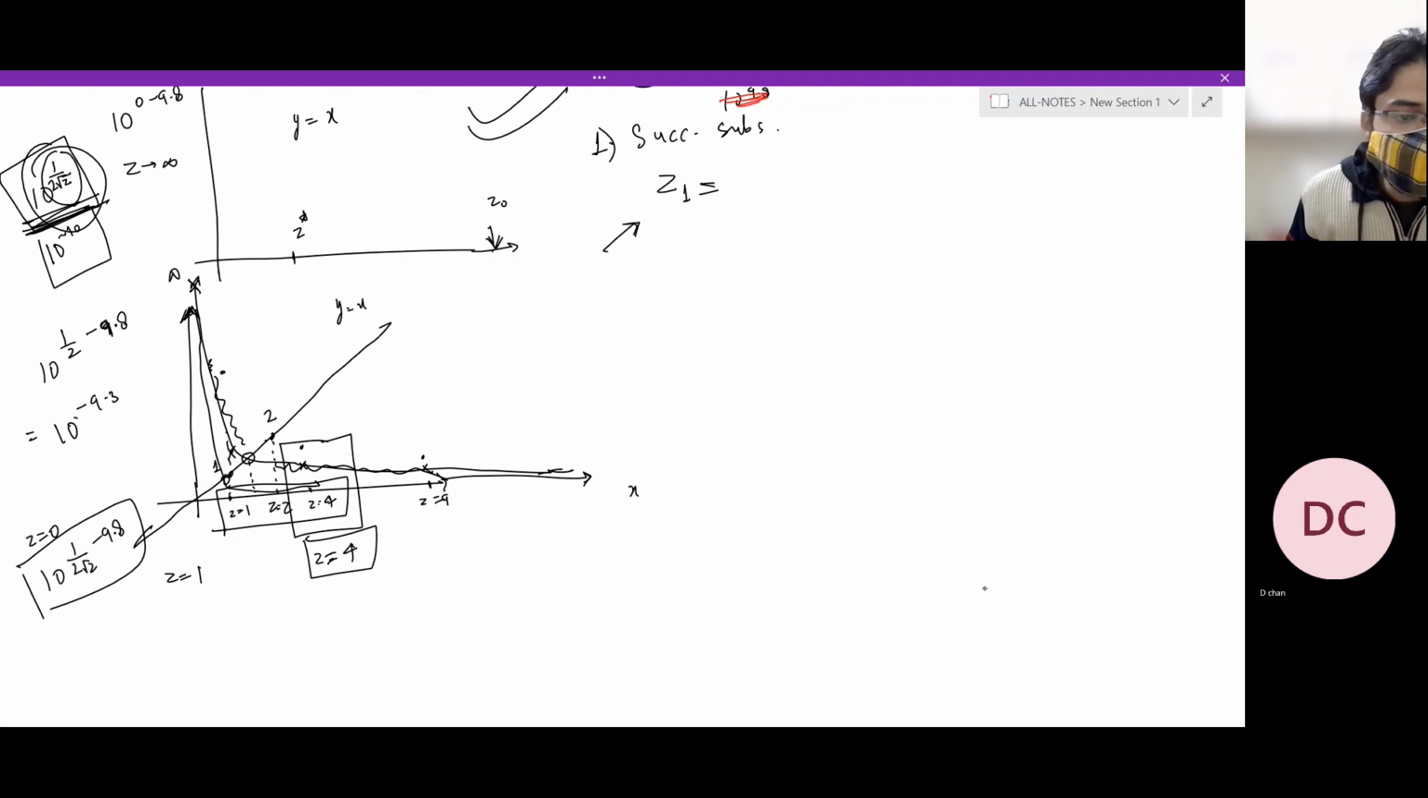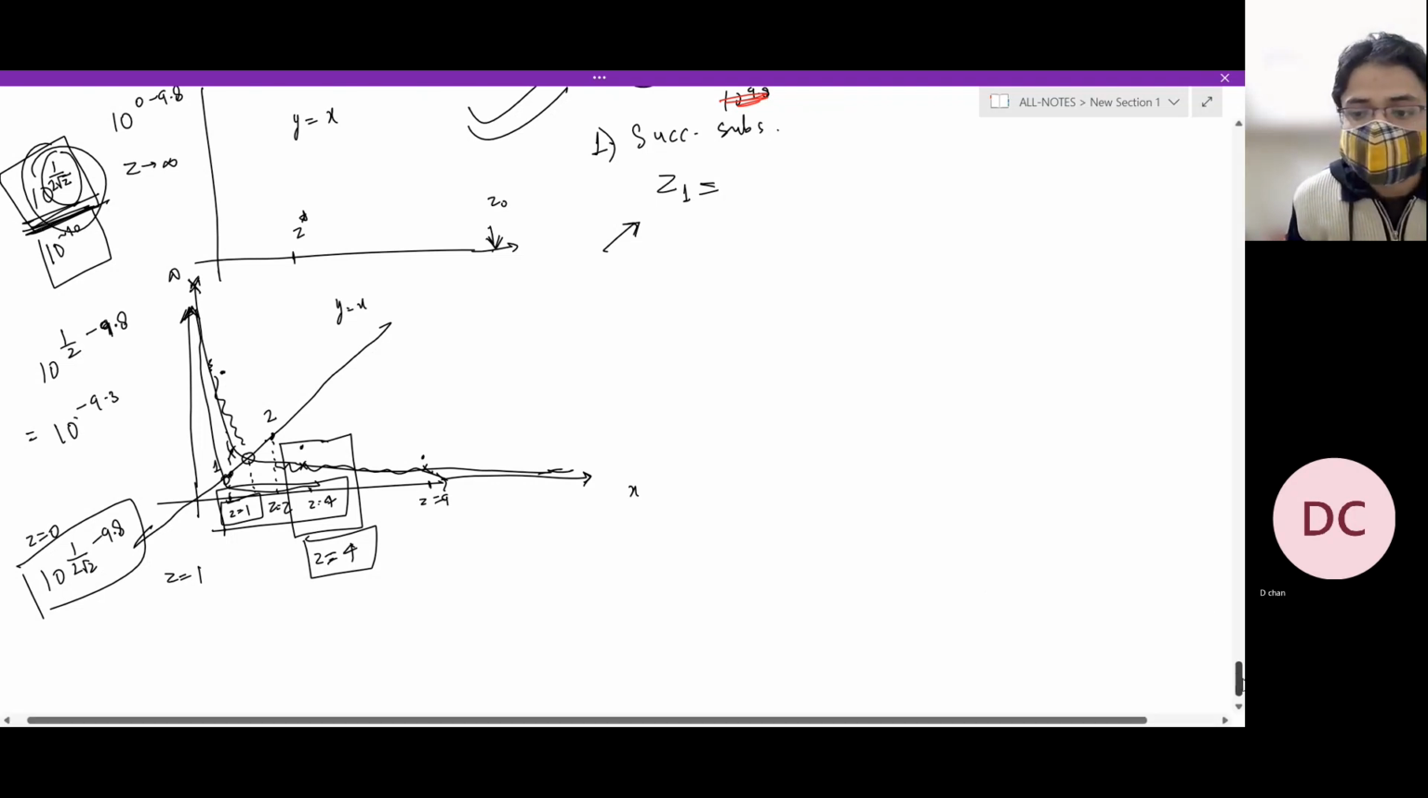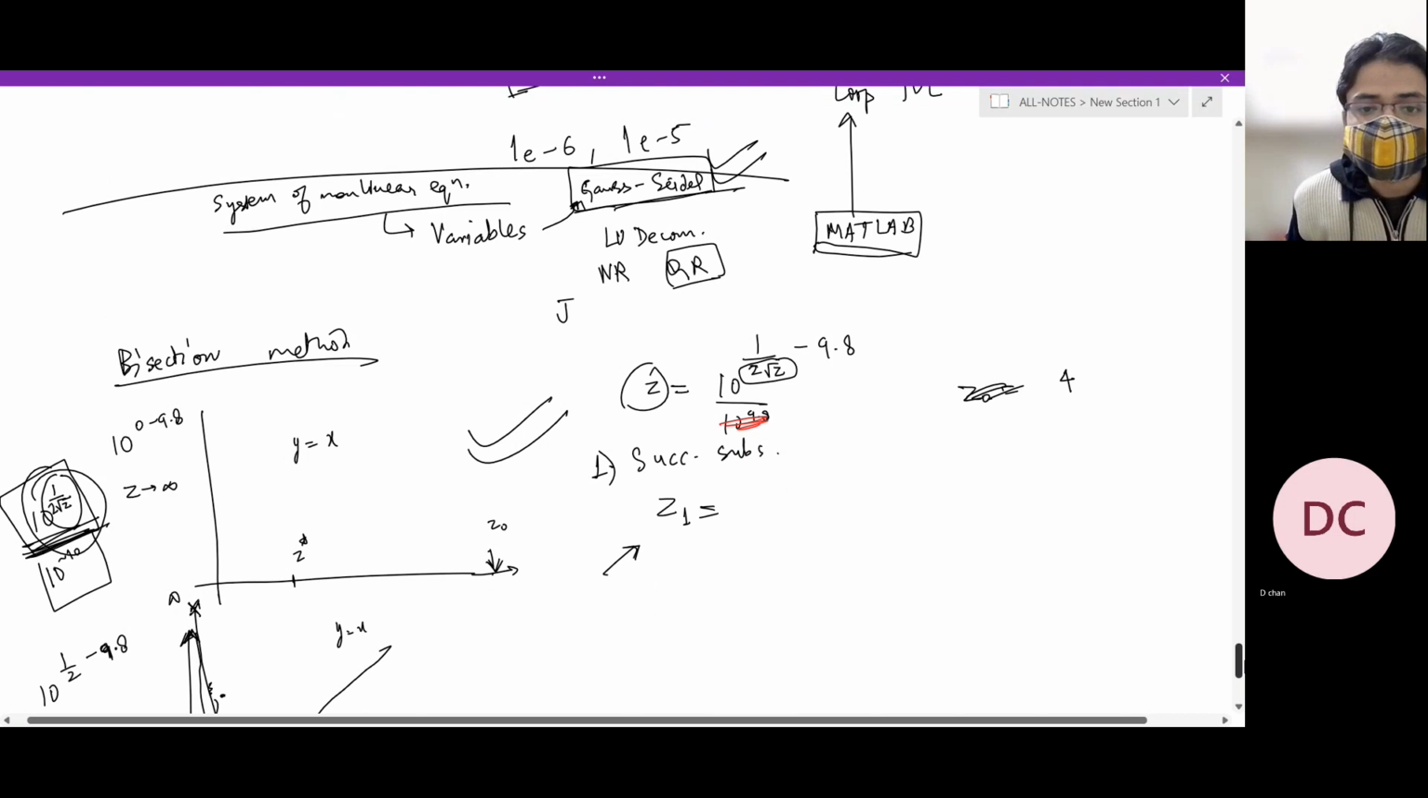But now, after deriving some physical insights from the problem, we are making a more informed guess, that is z equals 0.1. So that is the benefit of analyzing the problem physically before you actually start solving it. You are actually saving a lot of steps.